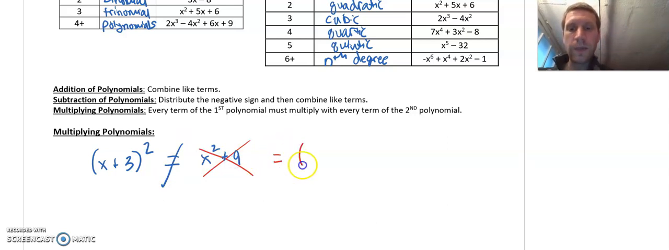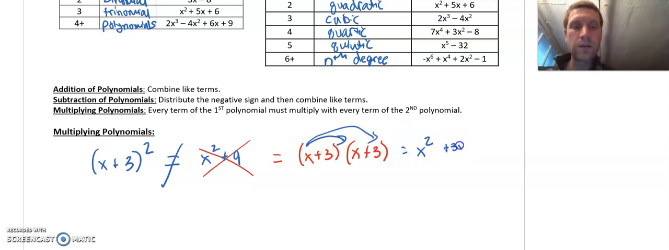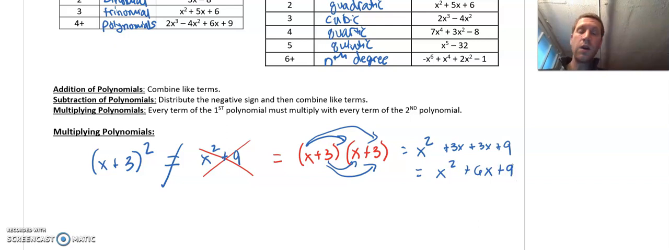What we need to do is write x plus 3 times itself, and then we're going to distribute both terms from the first binomial to both terms in the second. Right, so x squared plus 3x plus 3x plus 9, and that gives me x squared plus 6x plus 9. So if you want to do that squaring the first, squaring the second, that's only going to get you the first and third term. You're going to be missing this middle term.